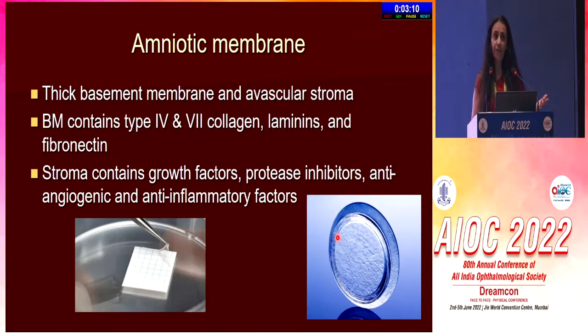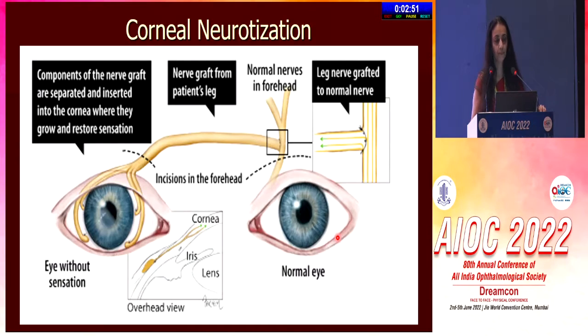We do use amniotic membranes for these, and the reason for that is that the basement membrane, which is the top surface, has collagen and laminins and fibronectin that help epithelium grow. And then the base, the stroma, has growth factors, it has anti-VEGF, so it prevents inflammation. So the combination of the two helps epithelium heal.